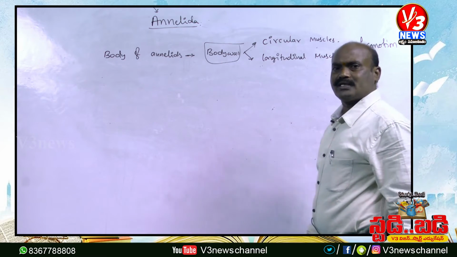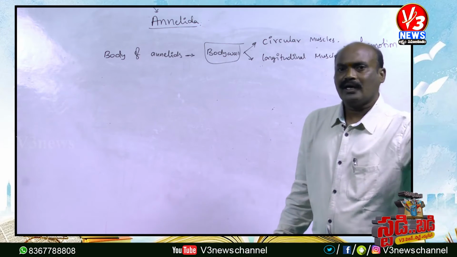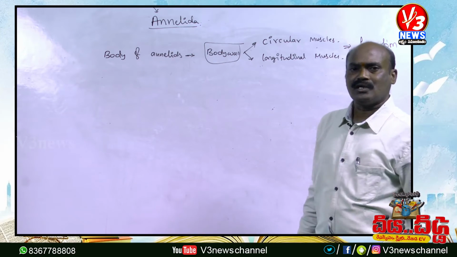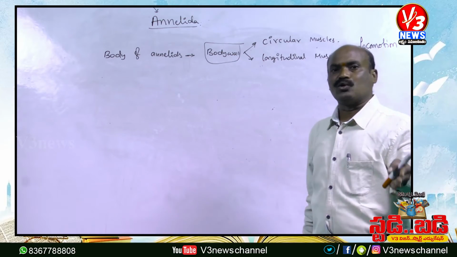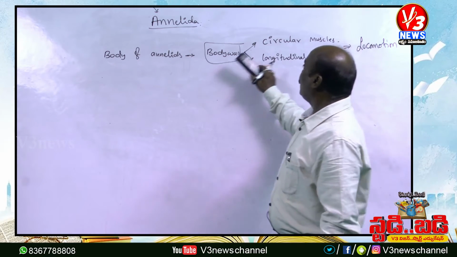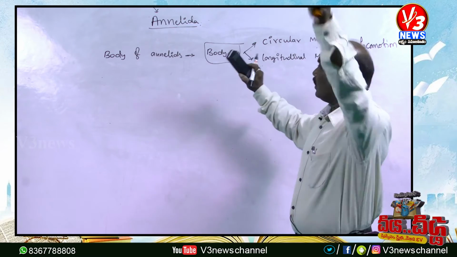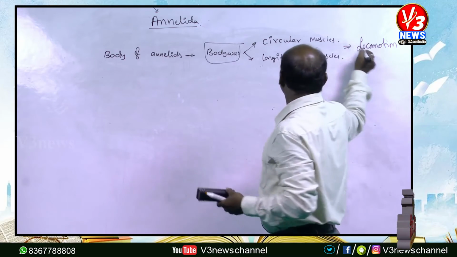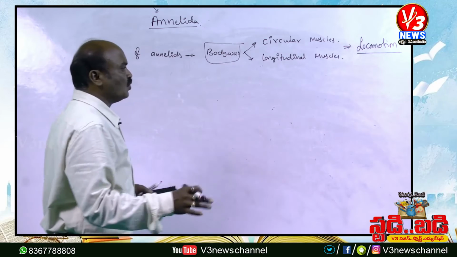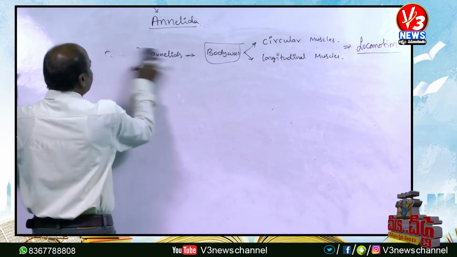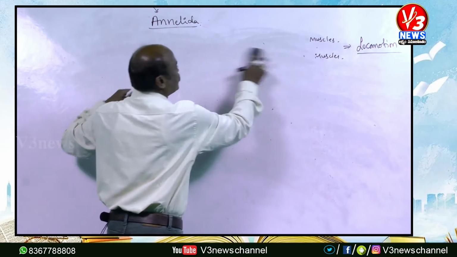Just now we discussed, for example, in earthworm, there are no special locomotor structures. The setae help in locomotion. Coelomic fluid also assists in locomotion, and the two types of muscles present in the body wall also help in locomotion. Then coming to the digestive system.